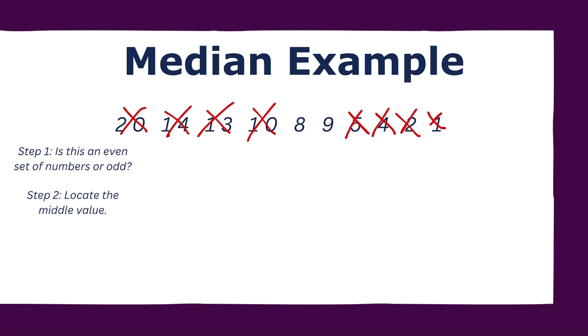So I know that this is an even data set, and I have shown that here by crossing off some of the numbers. And I see I have 2 middle values. Now remembering our rule, I'm going to want to add these 2 values together. So I'm going to do 8 plus 9, and when I do that, I get 17. Now I'm going to take that 17 and divide it by 2, and I get 8.5. So that means my median in this data set is 8.5.